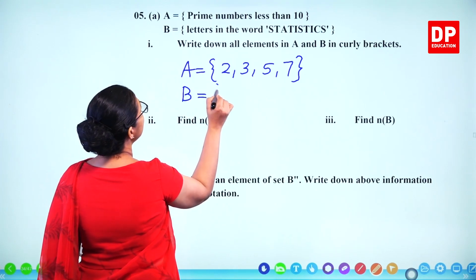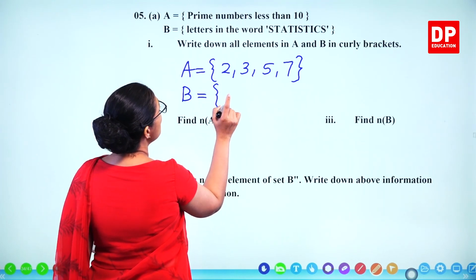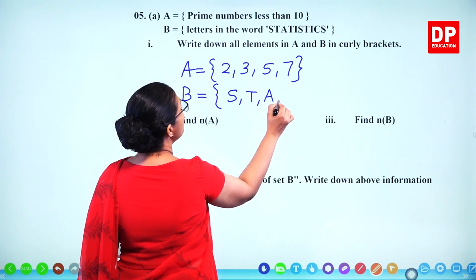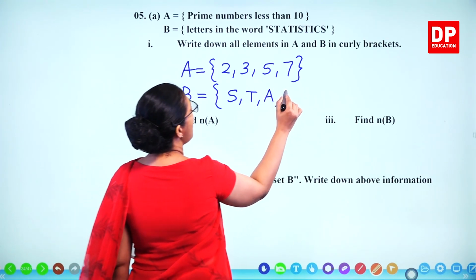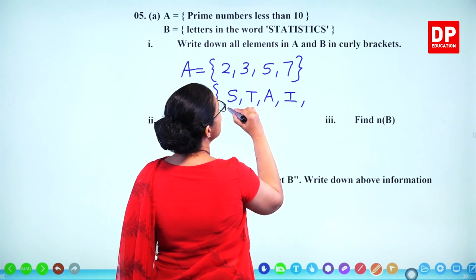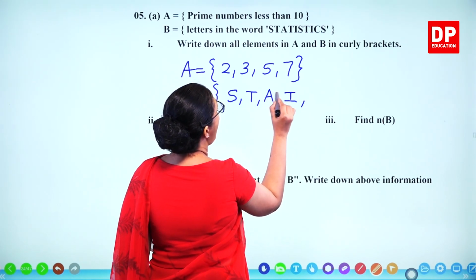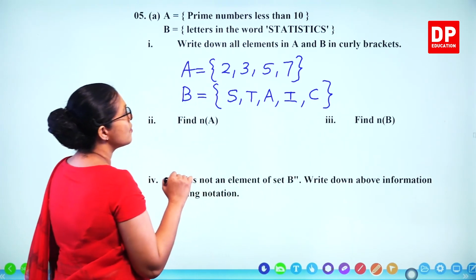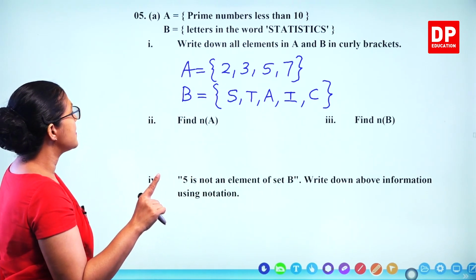B. Letters in the word statistics. S, T, A, T, I, S, T, I, C, S. Don't repeat the same letter. So don't repeat. Only S, T, A, I, C.